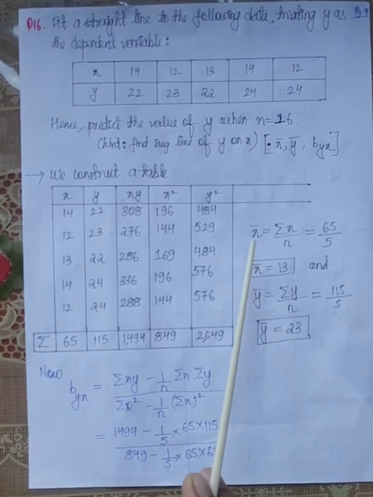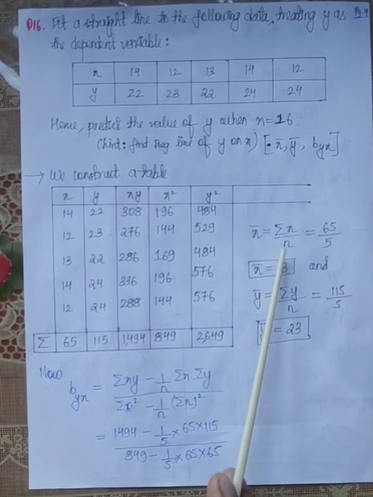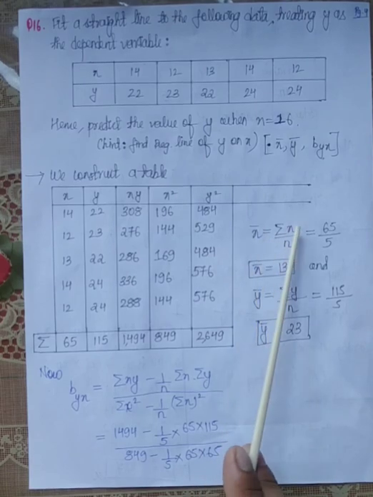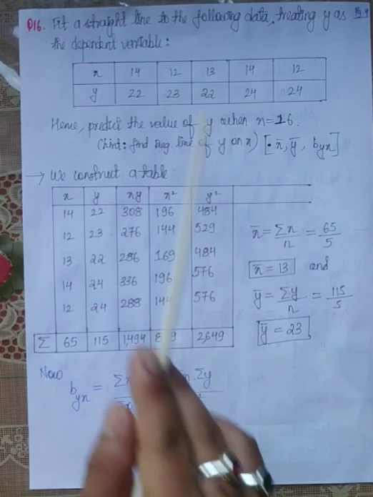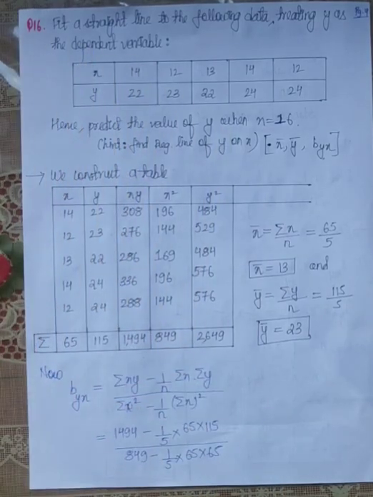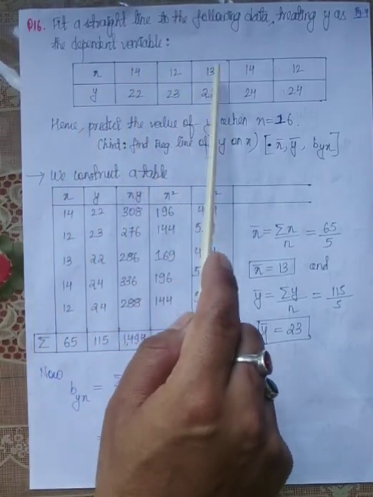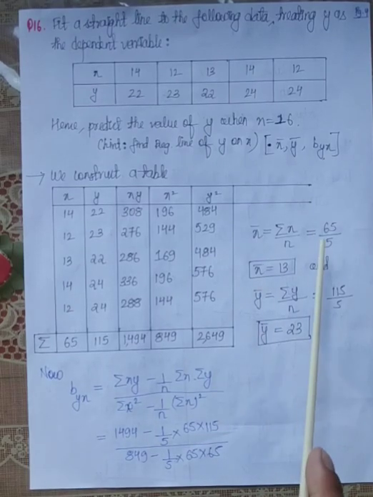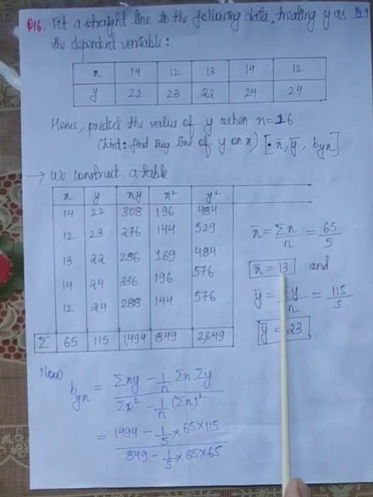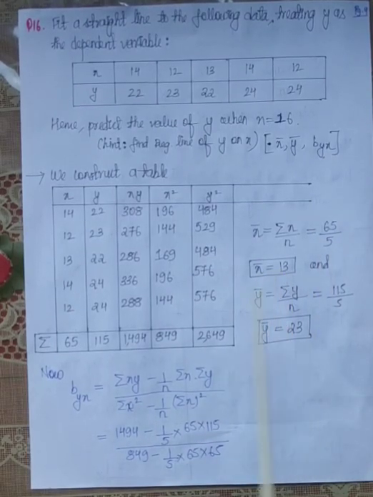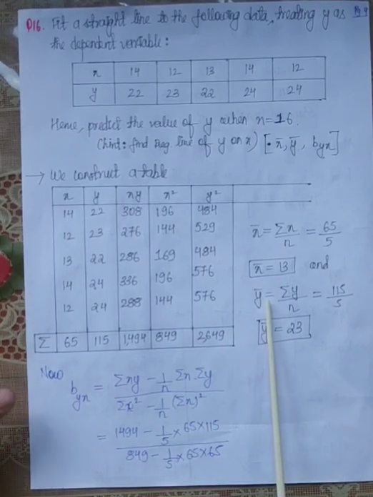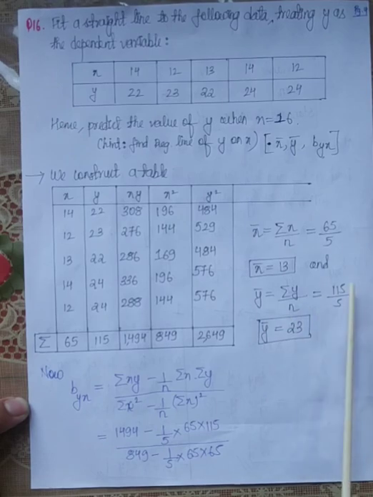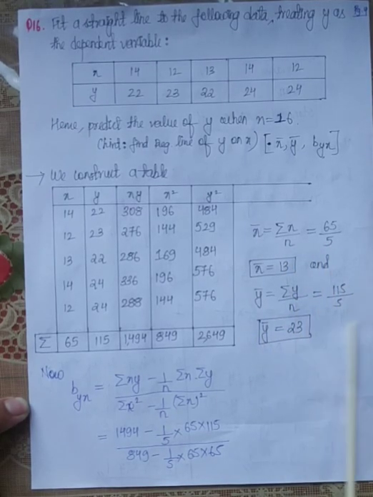Now we know x bar means summation of x by n. Summation of x is 65, and n means how many values of x and y are there. 1, 2, 3, 4 and 5. So the value for n is 5. So 65 by 5 is 13. So the value for x bar, the mean of x, is 13. And mean of y, summation of y by n, that is 115 by 5, which is 23. So this is the value for x bar, this is the value for y bar.